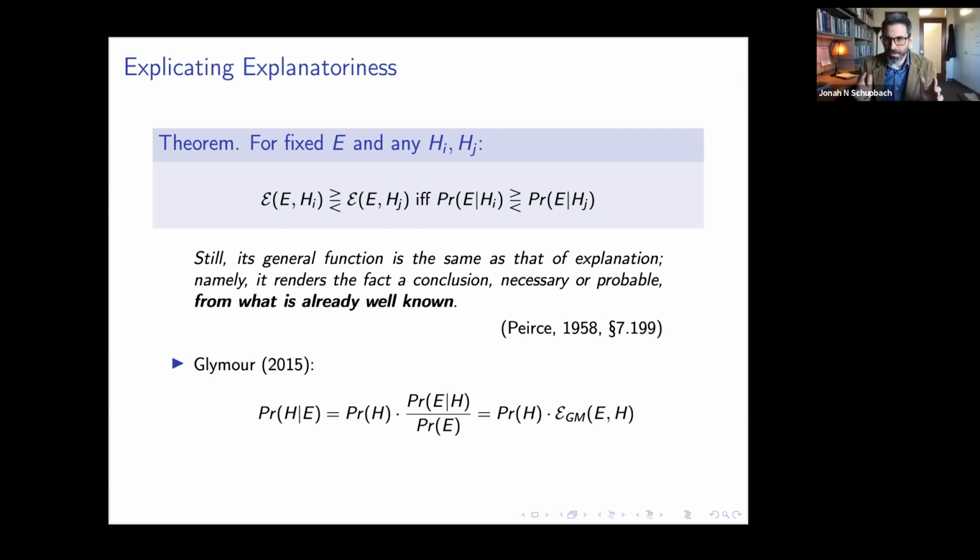So if we think that explanatoriness amounts to a posterior probability, the probability of a hypothesis conditional on the evidence, what we're effectively saying is that not only is explanatoriness a matter of how much you're able to render the explanandum more expected, increase the expectedness of the explanandum, but it's also a matter of this term, how expected that hypothesis is in the first place. Or in other words, how probable that hypothesis is in the first place, and the extent to which it's already well known, to use Peirce's phrase.